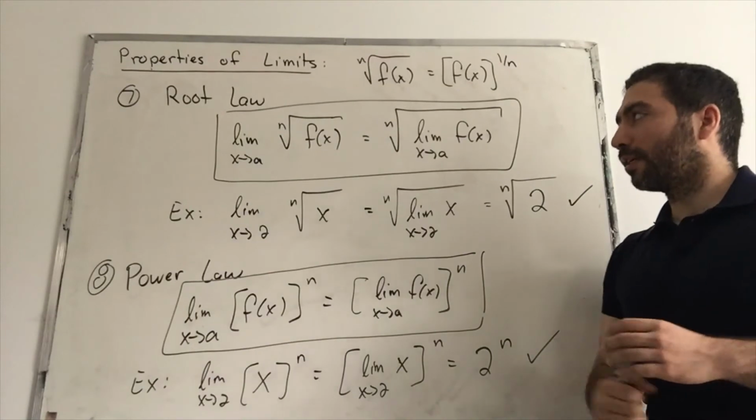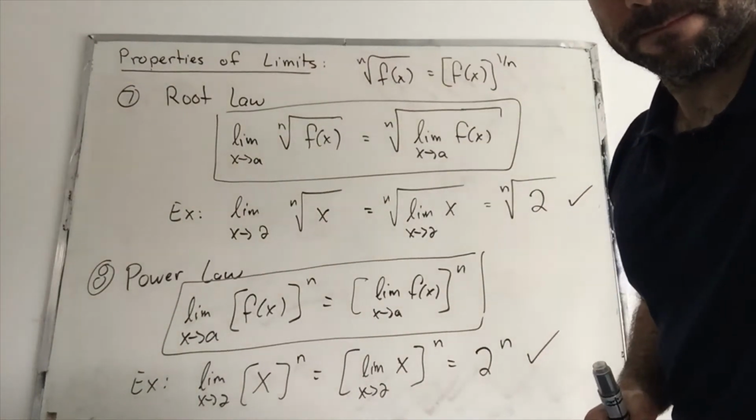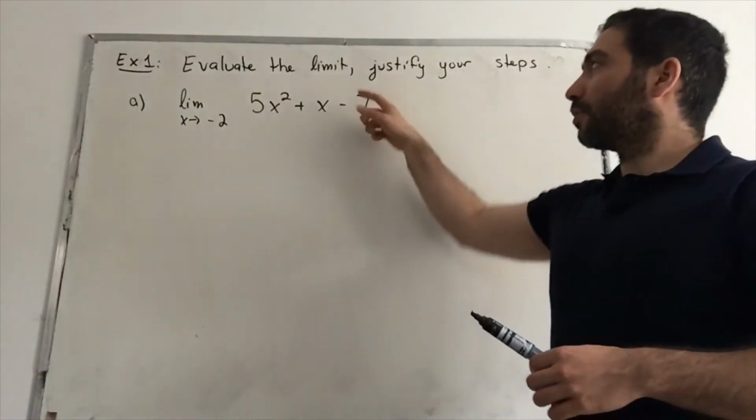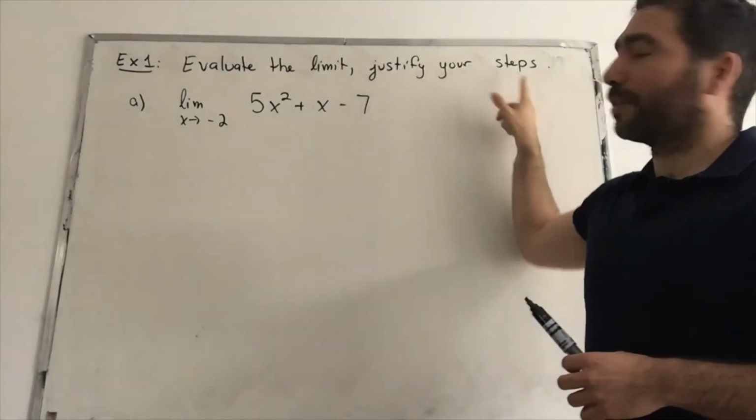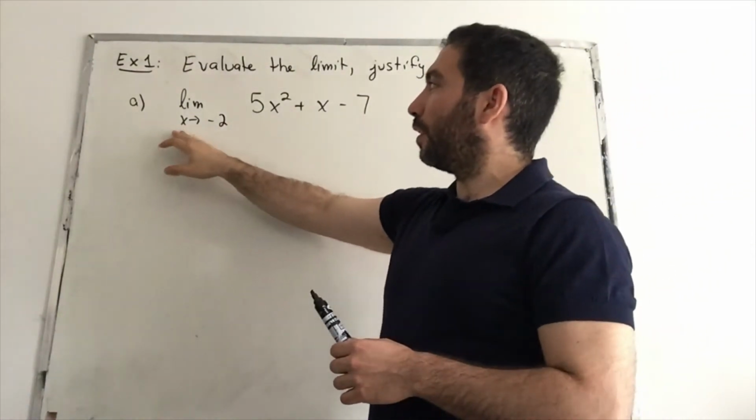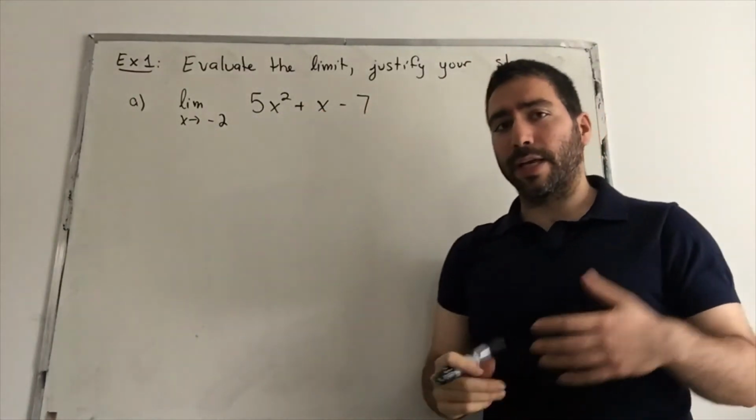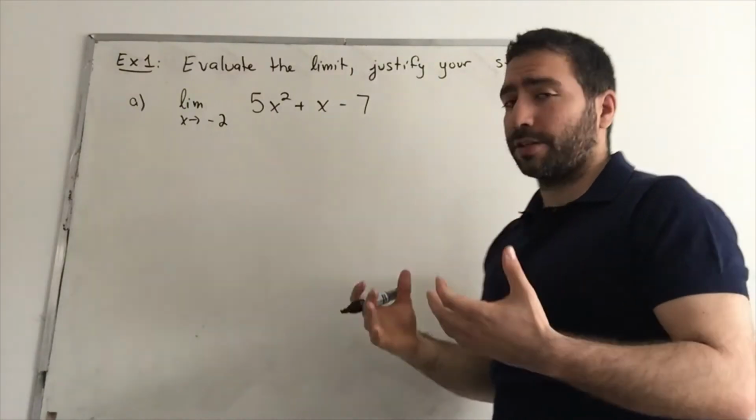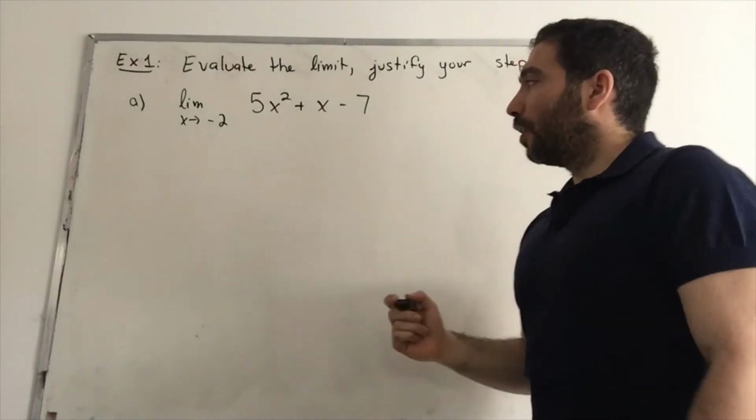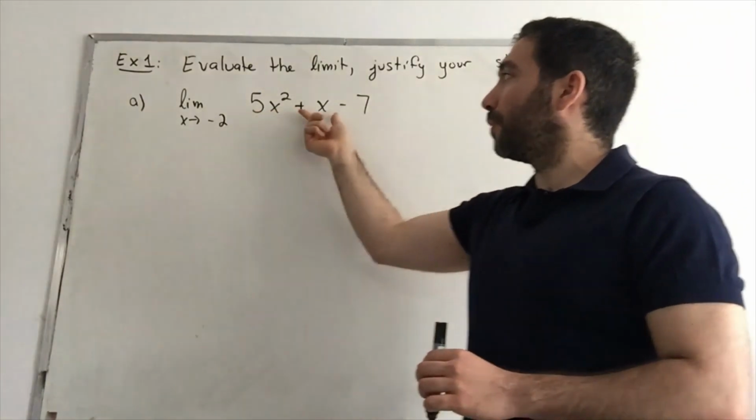Okay. So let's take a look at a couple of difficult examples. Okay, so in this example here, we're asked to evaluate the limit, and on top of it, we have to justify our steps. So we have to state which limit law we're using. So we're given the limit as x approaches -2 of 5x squared plus x minus 7. Again, take a moment, pause the video, try it on your own, unpause, and then see if your answer matches mine.